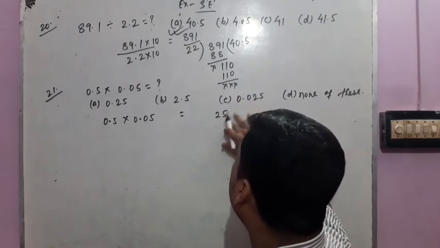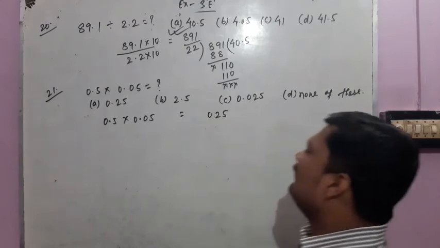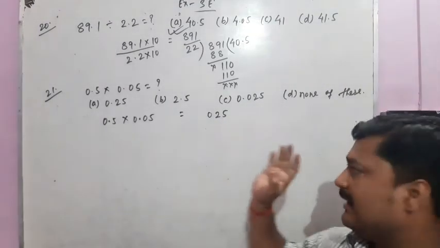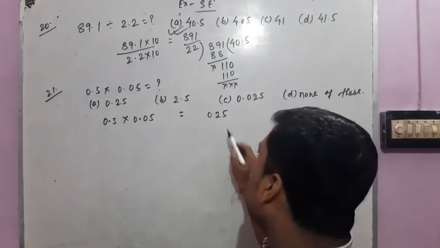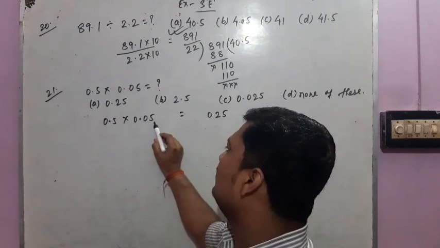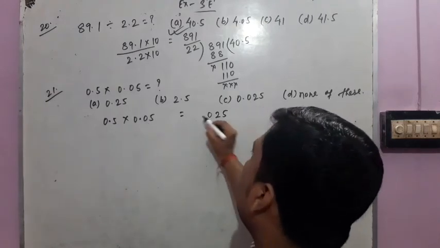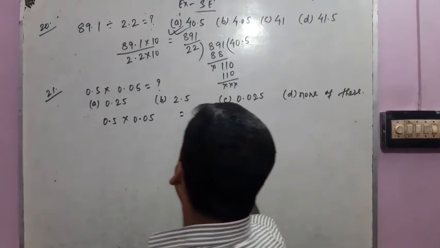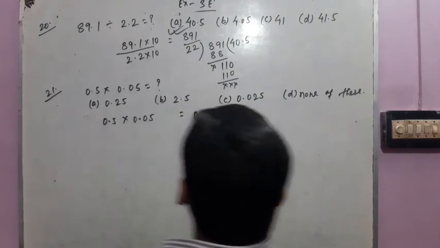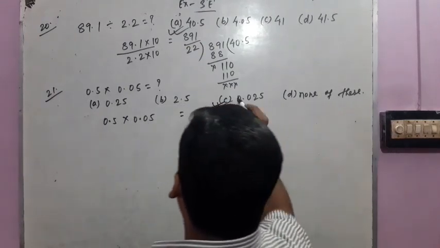But if you are putting a 0 here, then does the value of this number increase? No, the value of this number will not increase. Now here how many digits are available? 3 digits, and after the decimal how many digits? 2 here and 1 here, 3 digits. So we have to put the decimal here. So the answer will be, keep a 0 also here, 0.025, and the correct option is C.